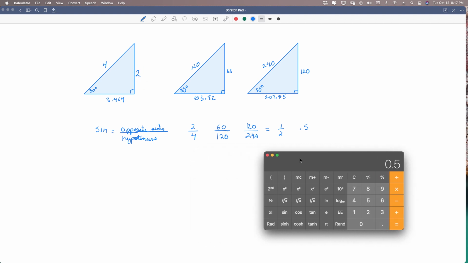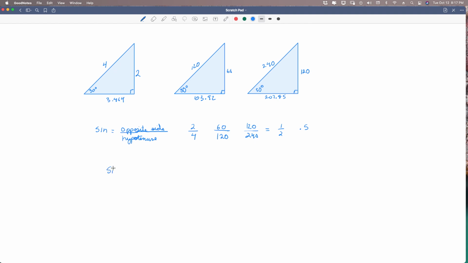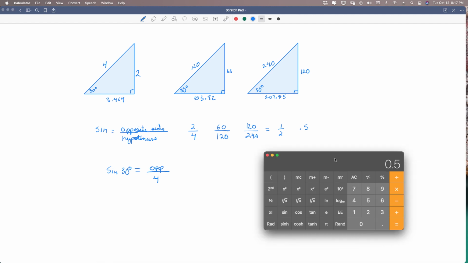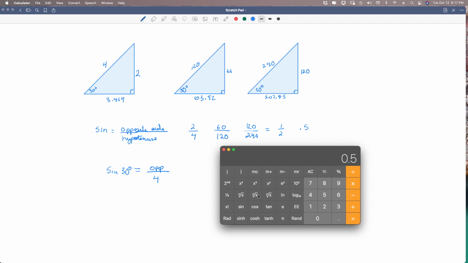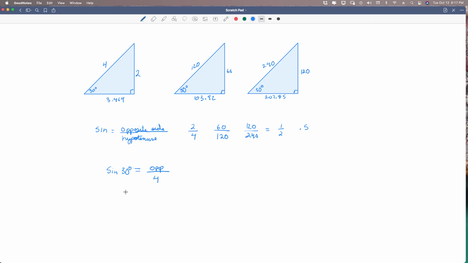Let me show you what I mean. If I have a sine of 30 degrees, and I don't know what the opposite side is, but I know the hypotenuse is 4, right? Here's the hypotenuse. I don't know what this is. We'll pretend I don't know that that's 2. So I go to my calculator and I type in, okay, what is the sine of a 30-degree angle? I go 30 sine, okay, that's 0.5. So 0.5 equals the opposite side over 4.